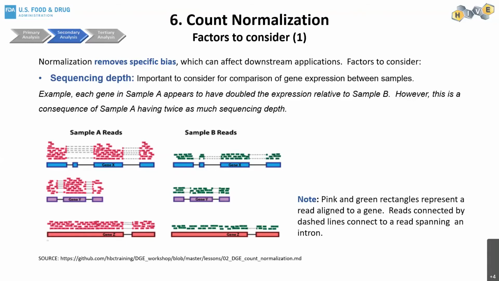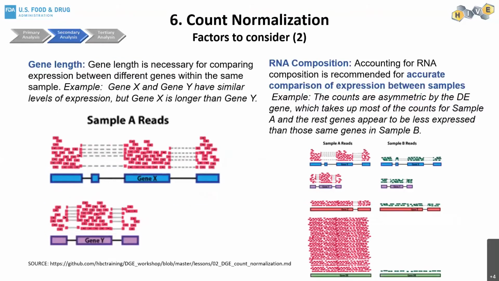So we need to consider sequencing depth and gene length, that is, how long the gene is. Sometimes when we only count reads aligned to gene X or gene Y, the count is the same, but the length of the gene has to be considered in order for the normalization. We cannot compare them directly. We have to do some adjustment, and that's through the normalization.